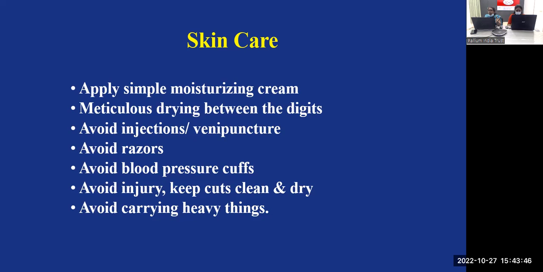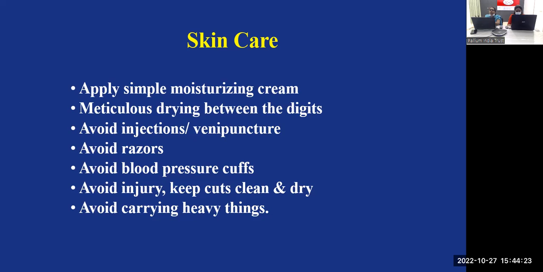Avoid roses, as again there is a chance of damage to the skin. Blood pressure cuffs also: it is better to take blood pressure on the non-affected limb, because it will affect the circulation. And avoid injury. If there is any injury, they can clean it and keep the area clean and dry. If there are any signs and symptoms of cellulitis or inflammation, they should definitely go to the doctor and take a course of antibiotics.